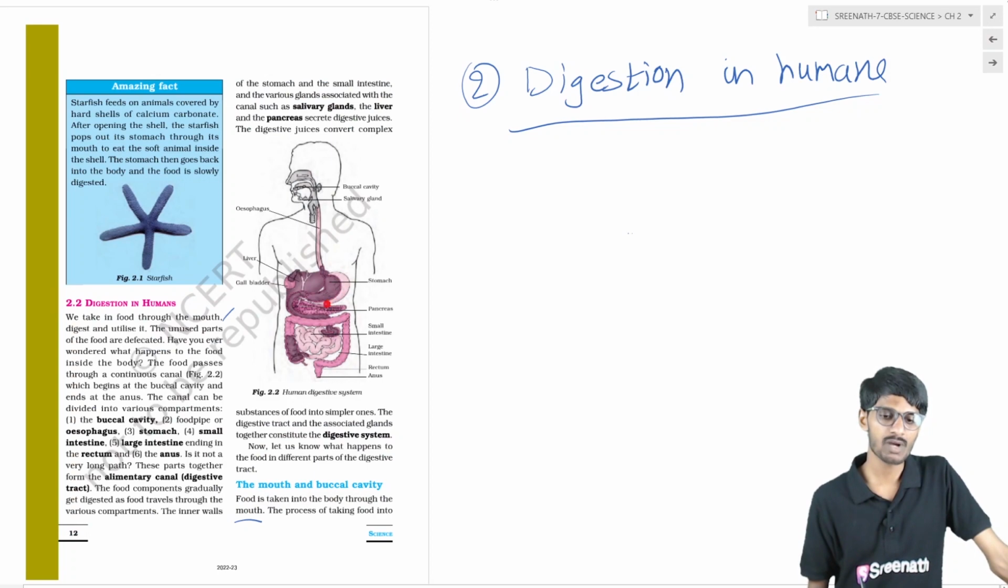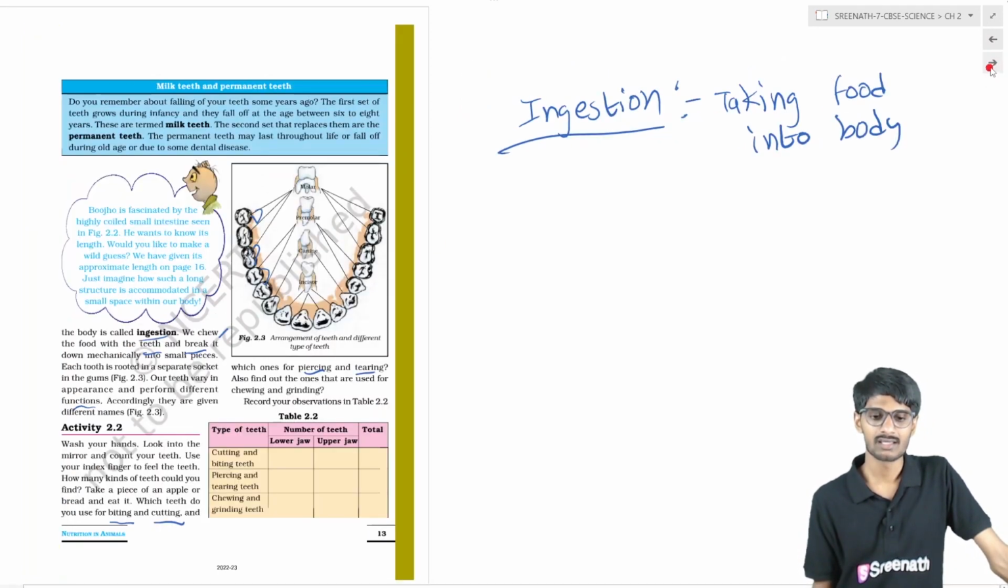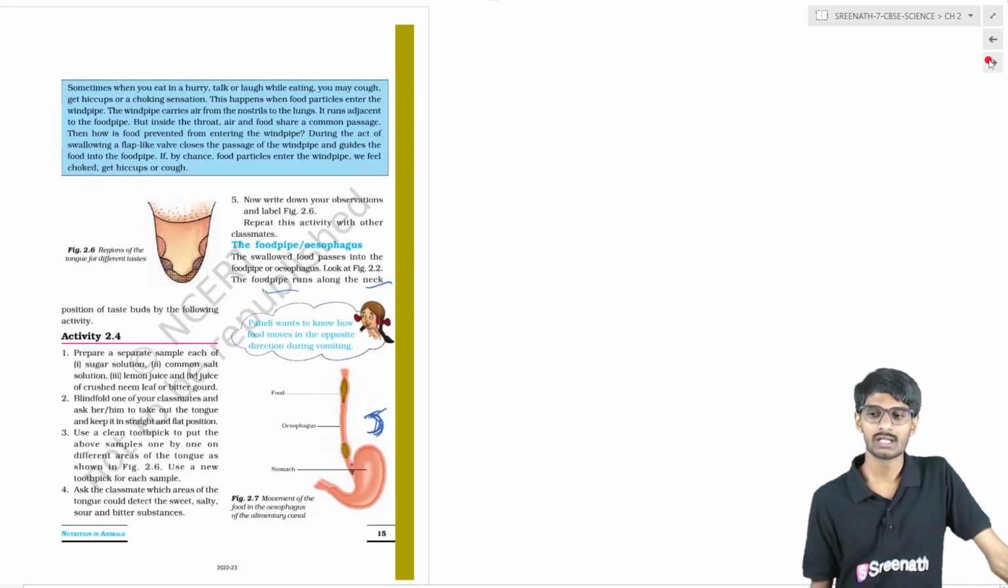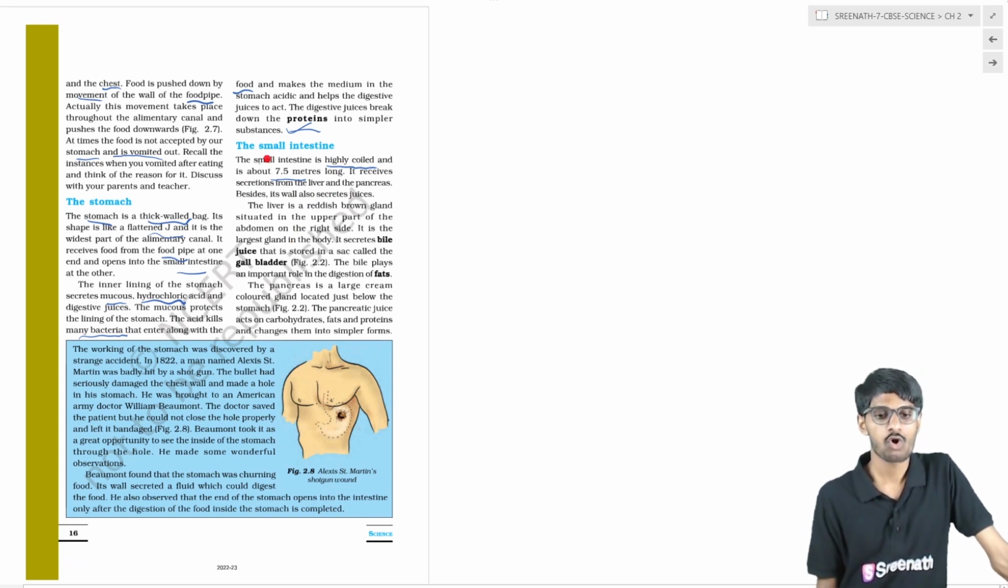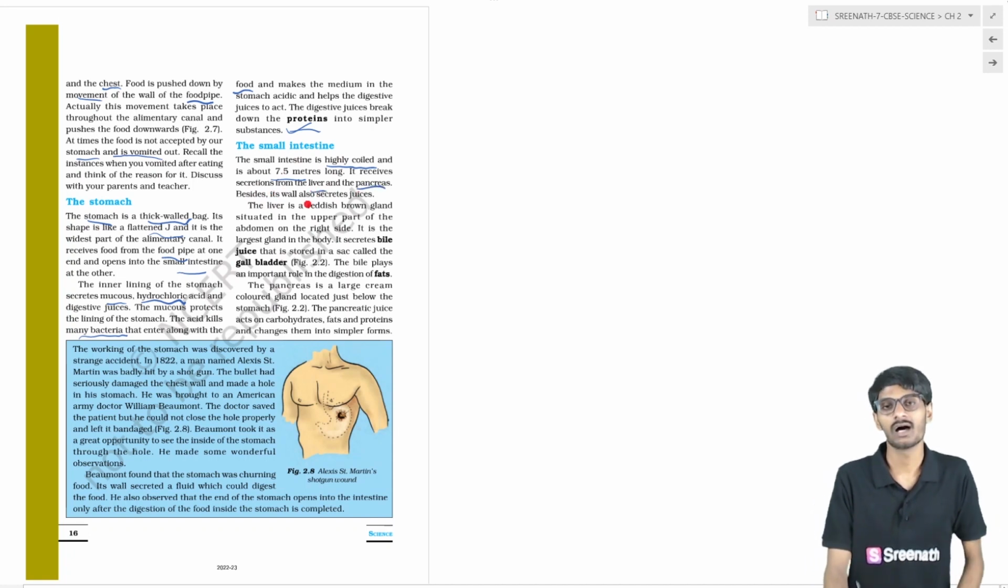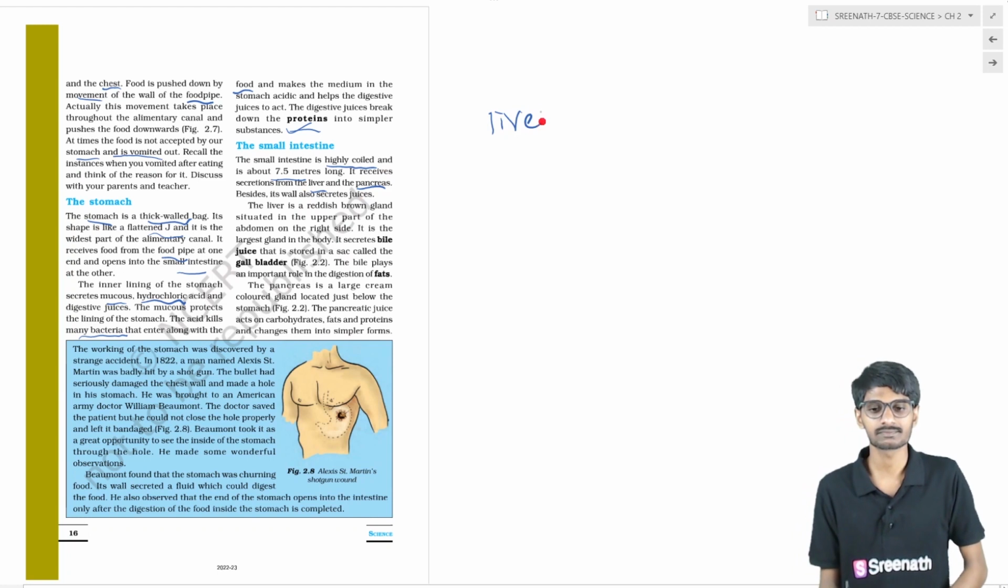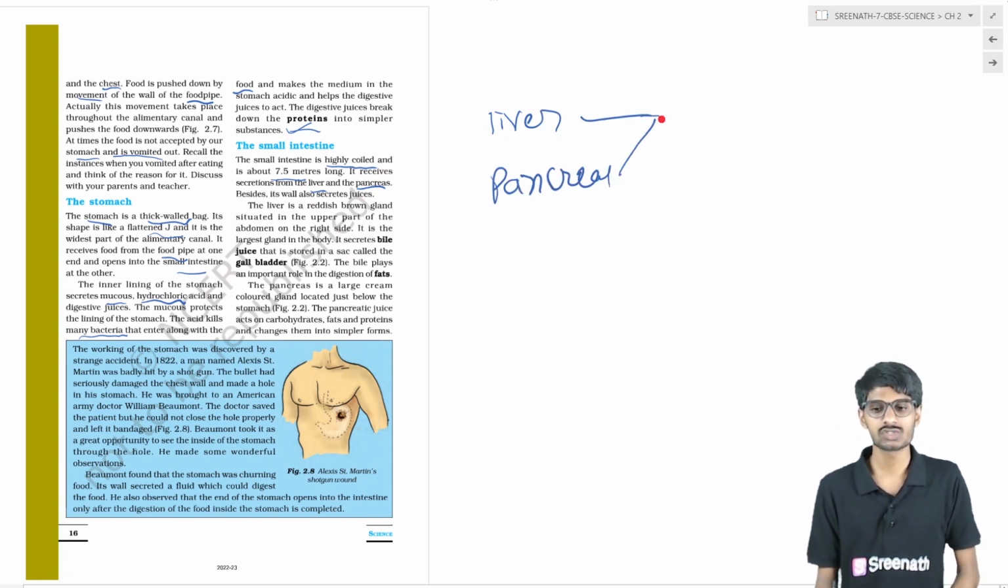We have completed the stomach, and it opens into the small intestine. So we are going to discuss the small intestine. The small intestine is highly coiled and is about 7.5 meters long. It is too big, but it is arranged in our small abdomen. It receives secretions from the liver and pancreas. Juices from the liver and pancreas are released and enter into the small intestine.